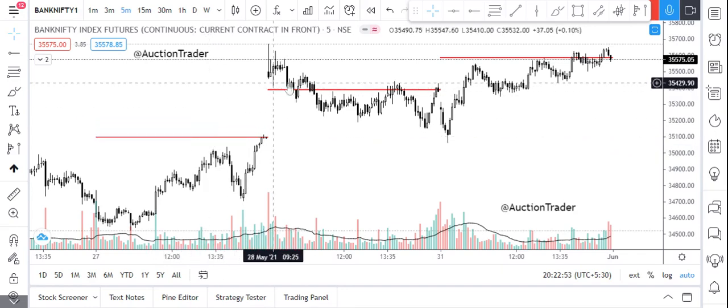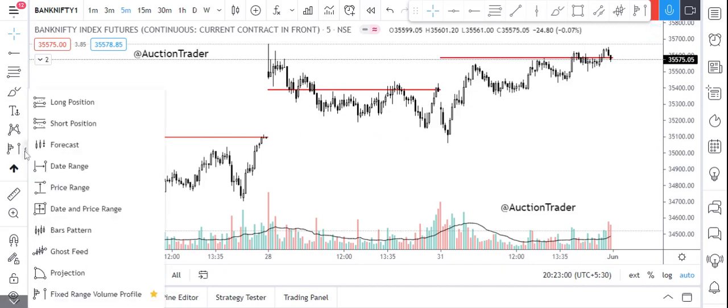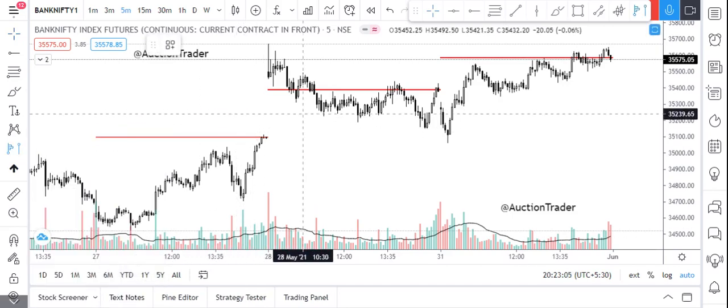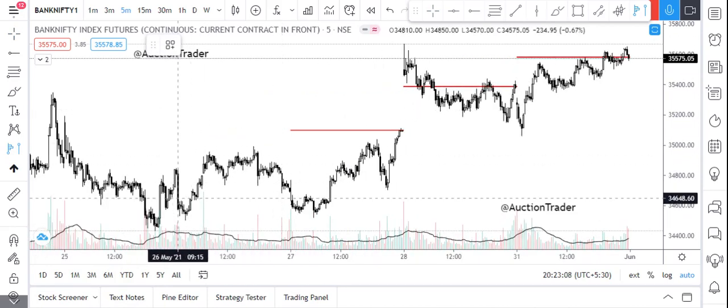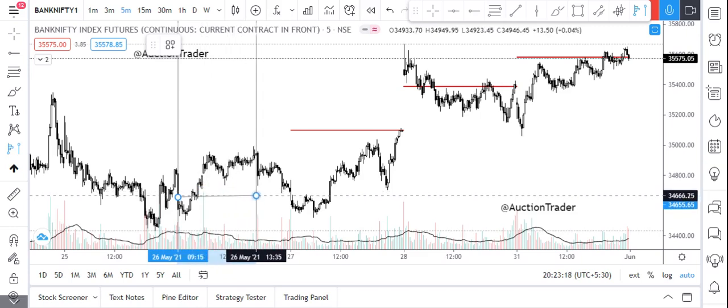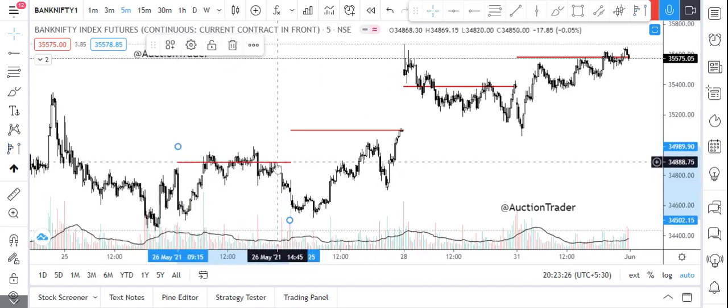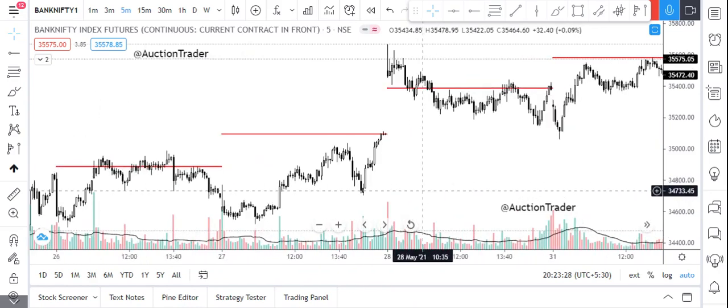In TradingView, there is a tool which is available for free in the basic version. You can go to this particular section over here and select fixed range volume profile. When you click on it, the tool will open here, and then we just have to select the first candle of the day and the last candle of the day. So here it is at 15:25. This red line you see is the highest volume for that particular day.